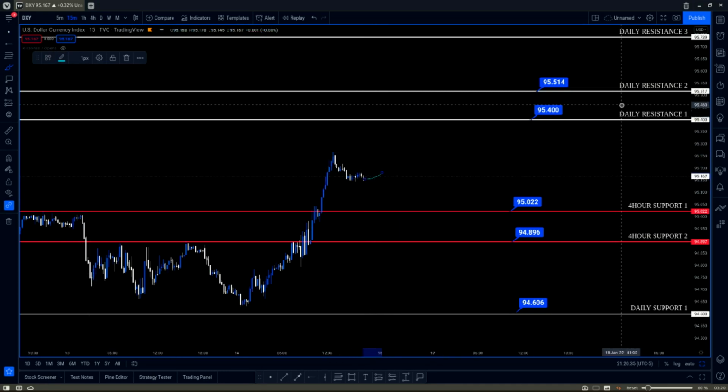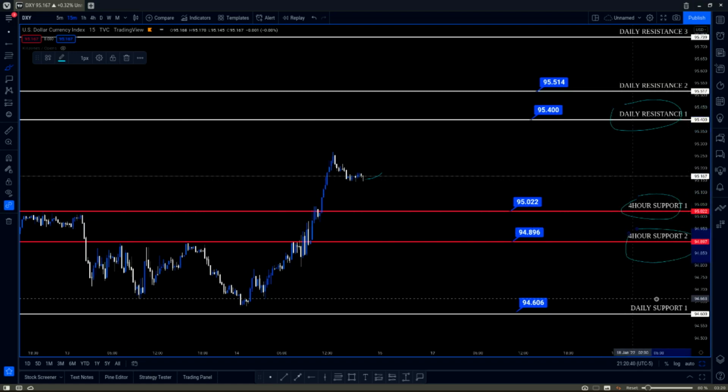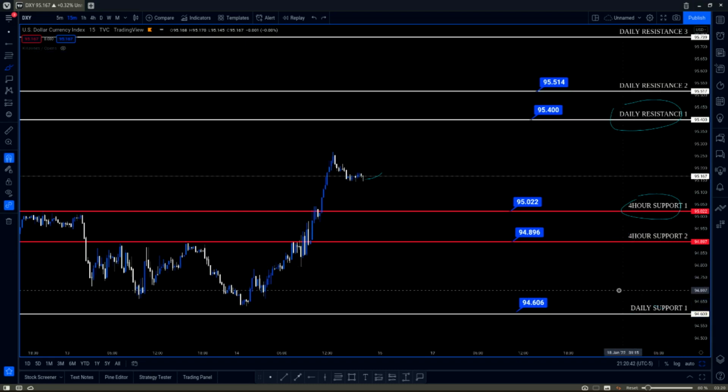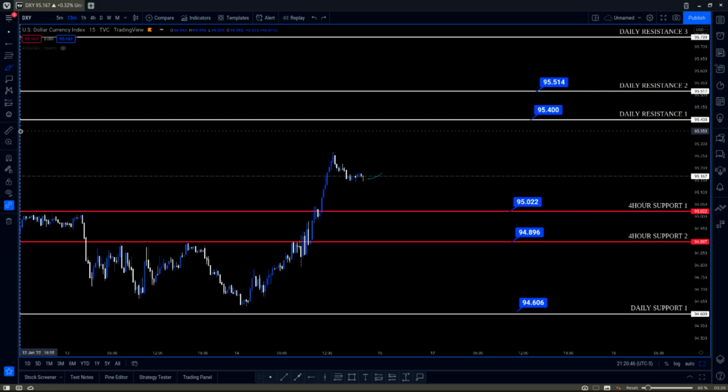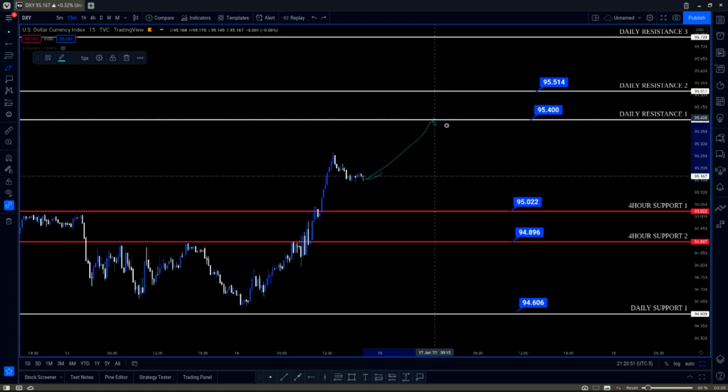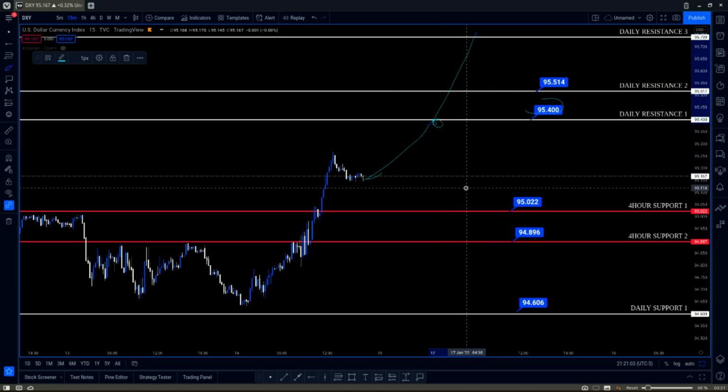So what do these resistance and support levels mean over here, for our two daily supports? Let's start off with the resistance first. Resistance means it would resist price from going much above this level, which is 95.40. These are not absolute levels. The market could very well go beyond these levels. I'm not saying that it will definitely hold the price, but these are the likely levels that the market could react to and sell off.